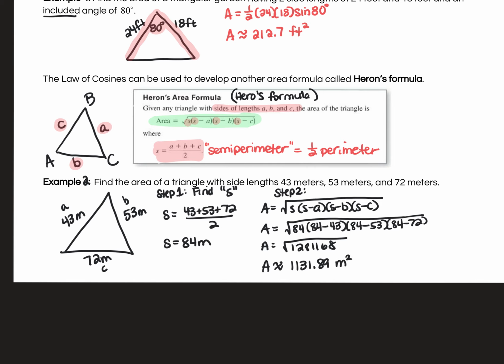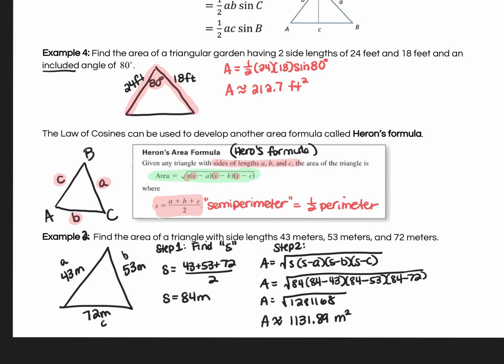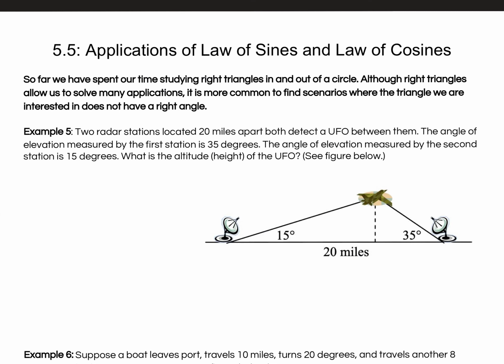So these are just a couple of new formulas. There's really nothing too terribly difficult here. We just want to get some practice using the formulas and know when the best situation is to use each one. So if I know all three sides, I definitely want to use Heron's formula. If I know two sides and the angle in between to find the area, I'm going to use that first formula that we talked about.